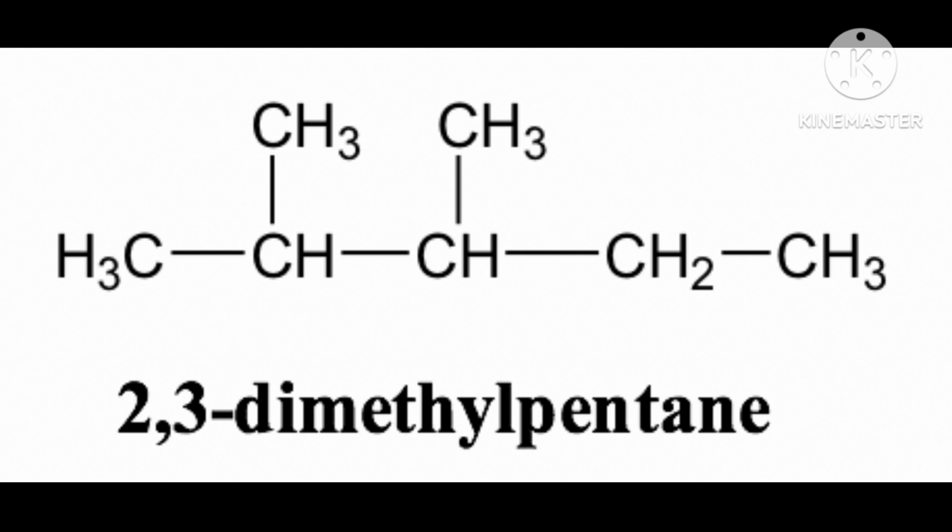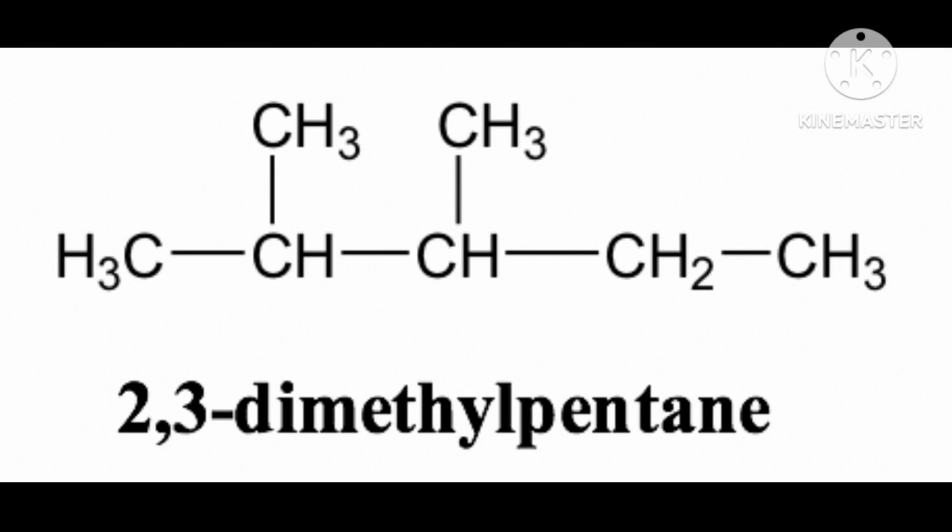You are writing butan, B-U-T-A-N, not butane with an E, because a dash follows. B-U-T-A-N, dash 1 dash ol. So it becomes 2-methylbutan-1-ol. Now you have written the 4th and the 5th, 5 isomers. Now the 6th isomer you can see.